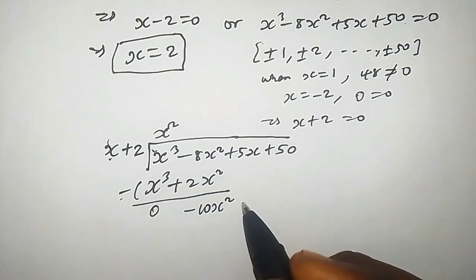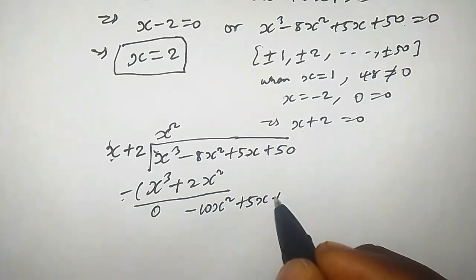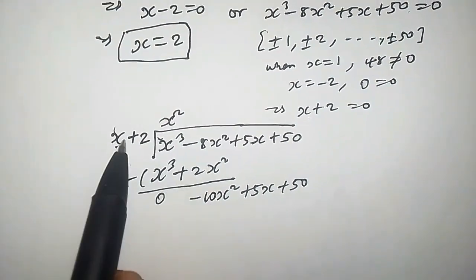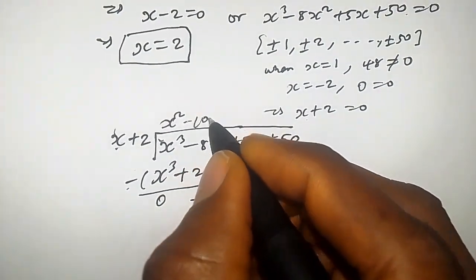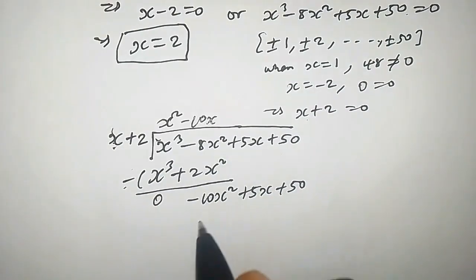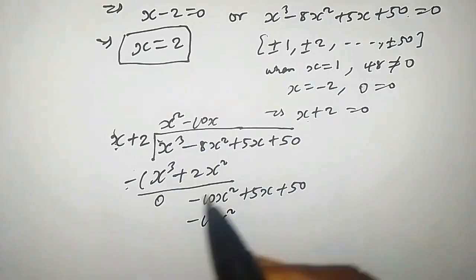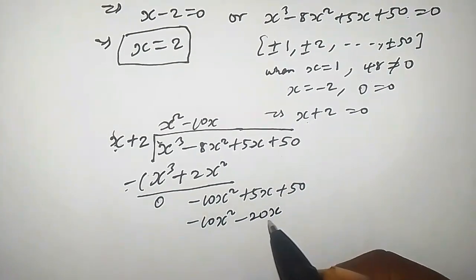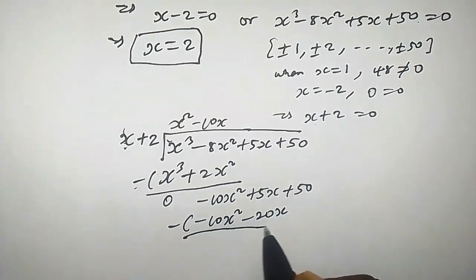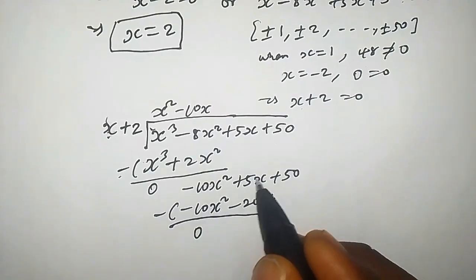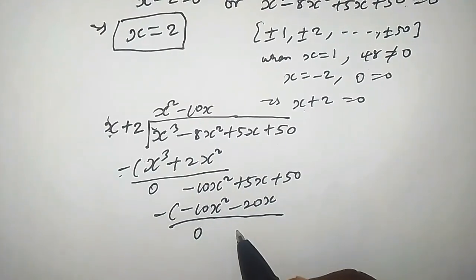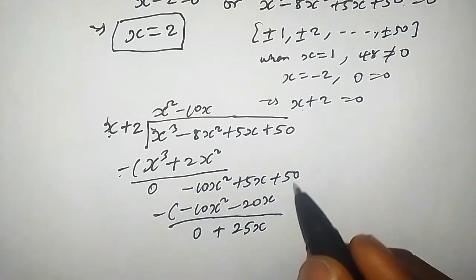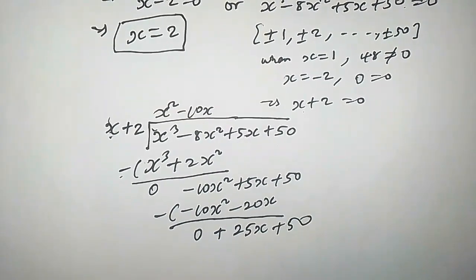We just bring these two down. So we have 5x plus 50. Dividing again, minus 10x squared over x, that is minus 10x. So x times negative 10x, that is negative 10x squared. 2 times minus 10x, that is minus 20x. So when you do the subtraction again, that is 0. 5x minus negative 20x, that is plus 25x. So we just bring this down, plus 50.